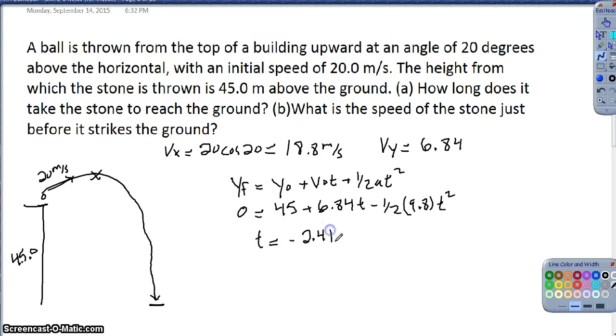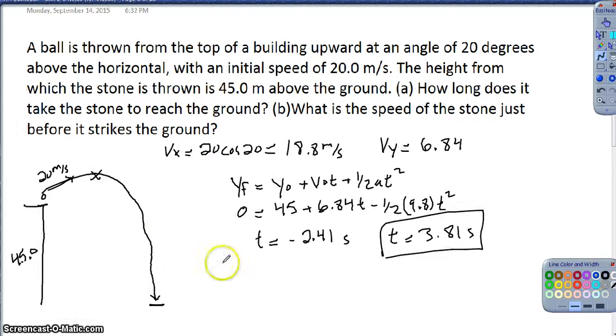You get either negative 2.41 seconds, which obviously doesn't make a whole lot of sense, and we'll look at why, or you get positive 3.81 seconds, which is actually my answer. The negative 2.41 seconds represents what would happen if this ball actually went backwards in time, assuming it had continued that path. It's just saying if this ball were thrown up from ground level before it reached that height, instead of being thrown from the top of a building, it would take 2.41 seconds to reach that height, and then 3.81 seconds from that point on. But that doesn't really have any physical meaning for us because we know that the rock started from the top of the building.